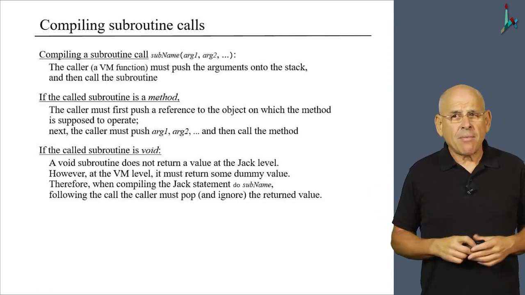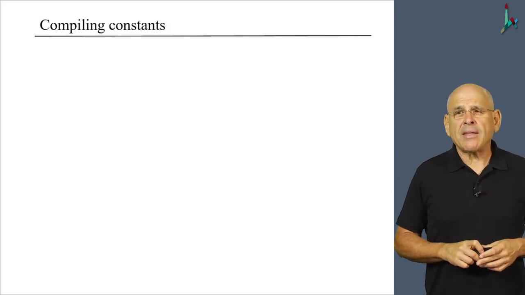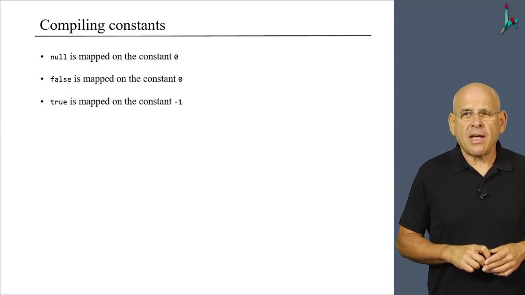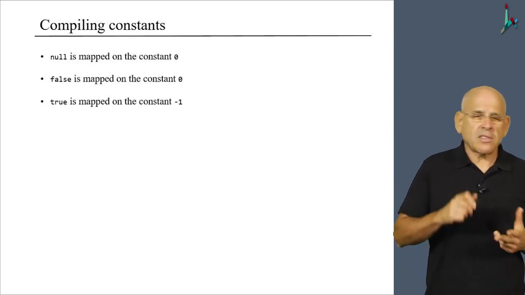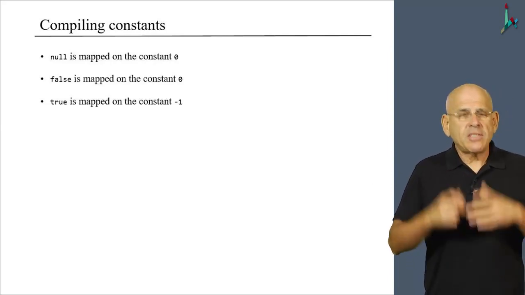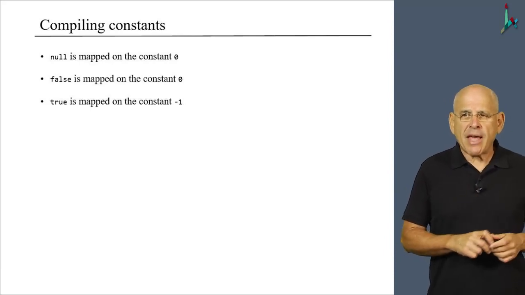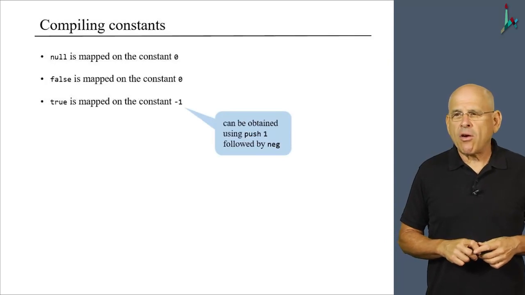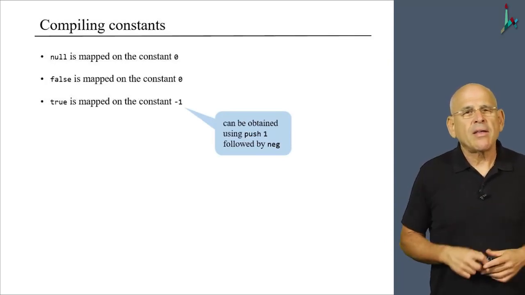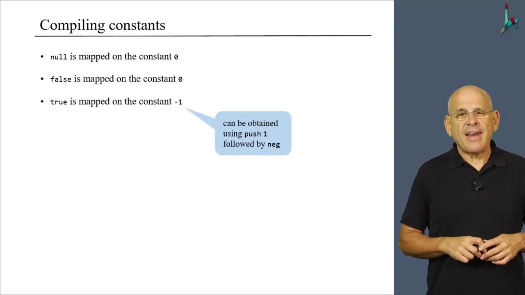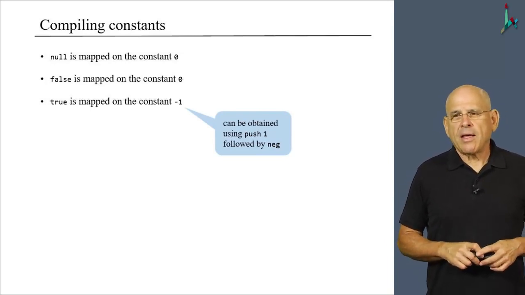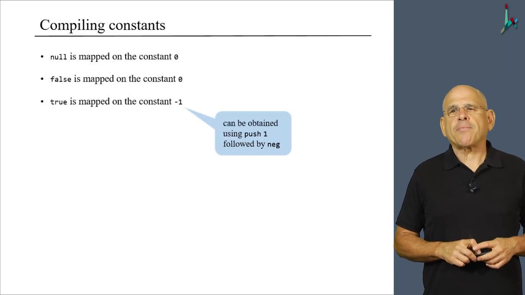Finally, we have to handle some constants, right? And let's see, we have 3 constants in Jack. We have null, false, true. And you see how each one of them is being handled. For the case of -1, we can simply generate code that pushes 1 followed by the neg command. And this will put effectively a -1 at the top of the stack.